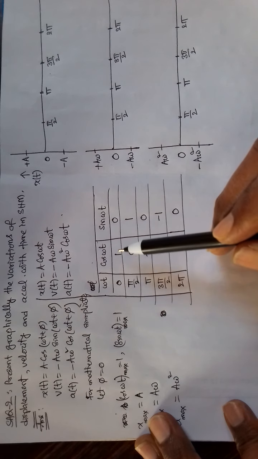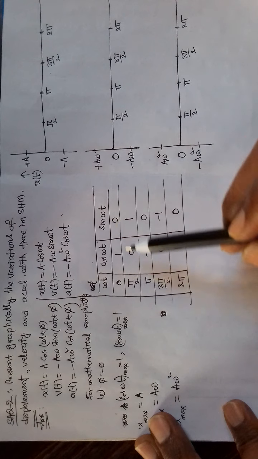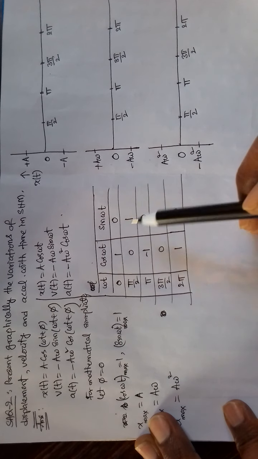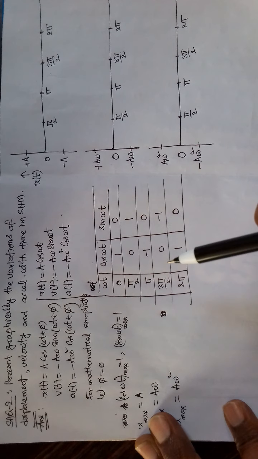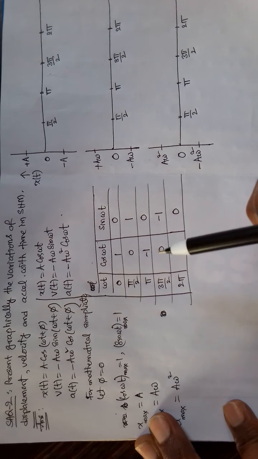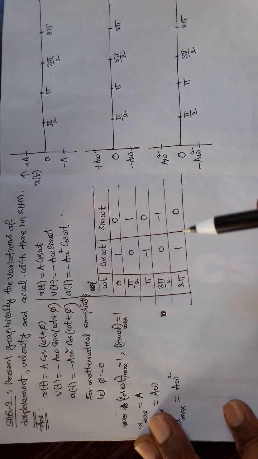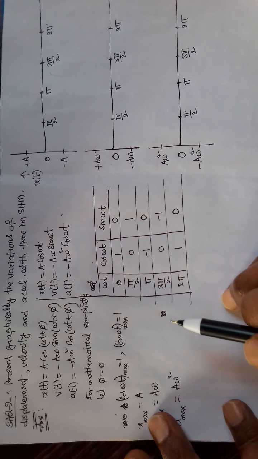Cos 0 is equal to 1 and sin 0 is 0. Cos pi by 2 is equal to 0, sin pi by 2 is equal to 1. Cos pi gives minus 1, sin pi gives 0. Cos 3 pi by 2 gives 0, sin 3 pi by 2 gives minus 1. Cos 2 pi is 1 and sin 2 pi is 0. So the values are ready.